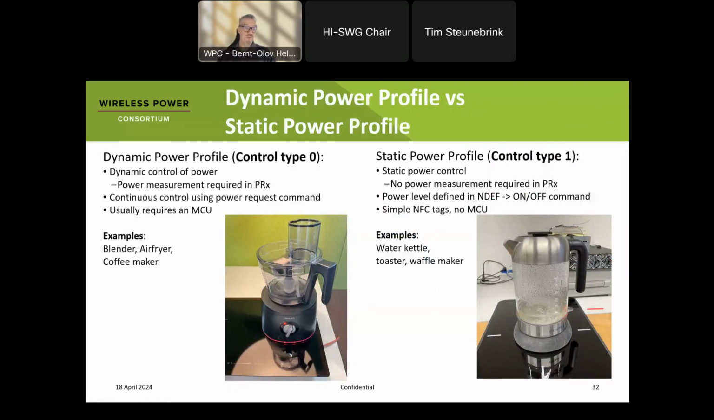There are 2 power profiles defining Ki. The control power 1, which is on the right, is a simpler device with just a simple load that can be turned on and off. Usually types like water kettle, toaster, waffle makers. And we also have the control 0, which is more advanced, and it can support different loads. You have a power regulator, you have different other things that could be turned on and off, like in fryers when you have a heater as well. This is more advanced electronics and requires more electronics, of course.